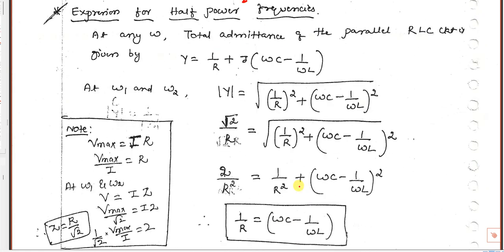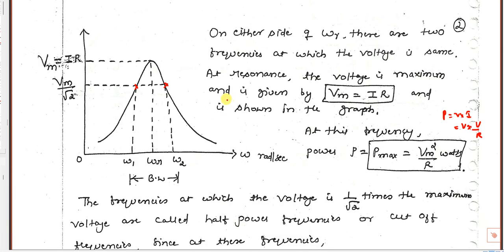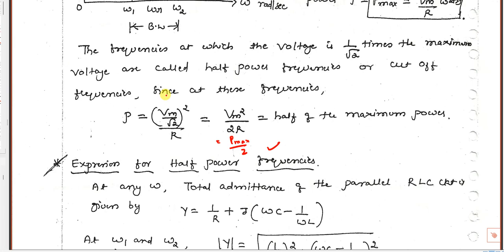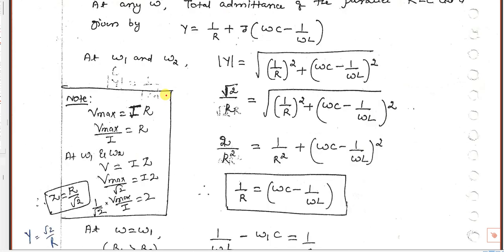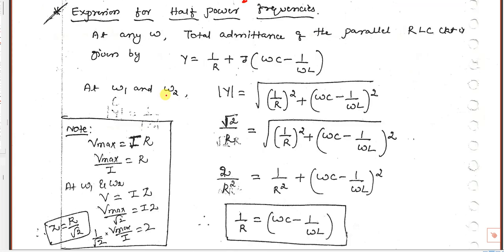So now we have to derive the expression for half power frequencies F1 and F2. For this one, you have to find the expression for F1 and F2. At any frequency omega, the total admittance for a parallel RLC circuit is given by Y is equal to 1 by R plus j(omega C minus 1 by omega L). So this is the net susceptance of the parallel RLC circuit, and the magnitude of admittance is given by root of 1 by R square plus (omega C minus 1 by omega L) whole square.